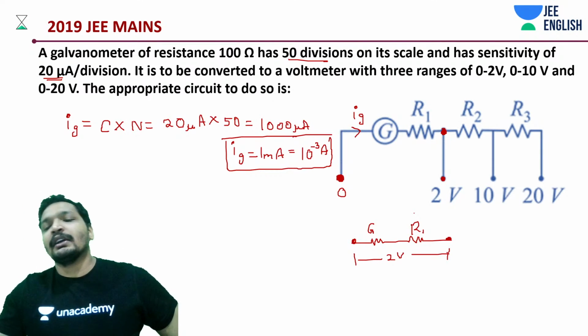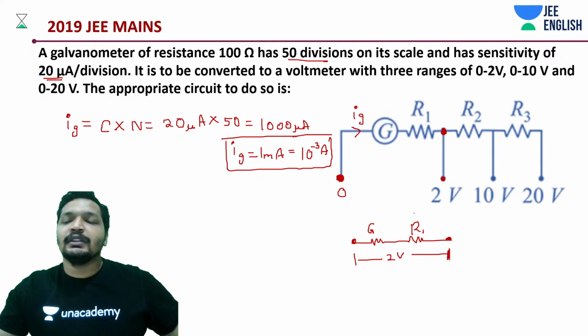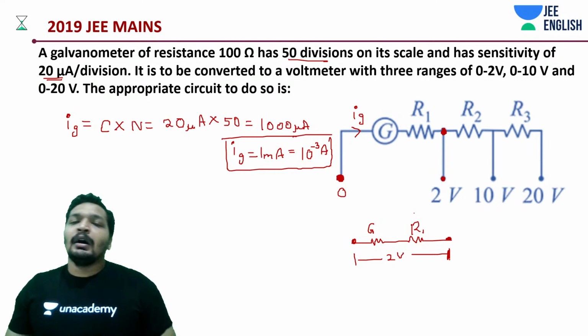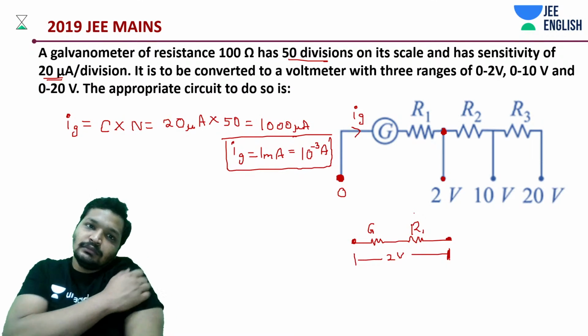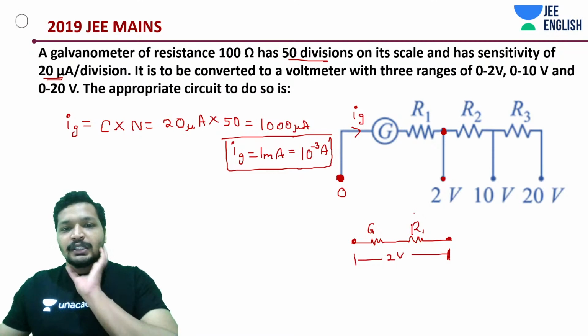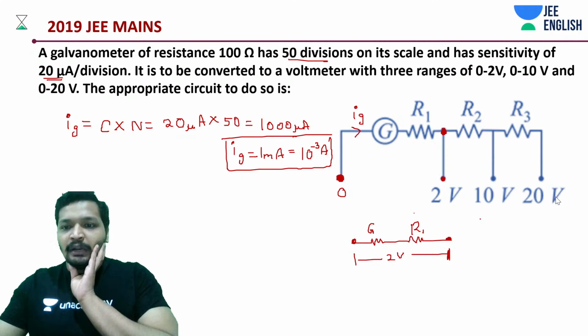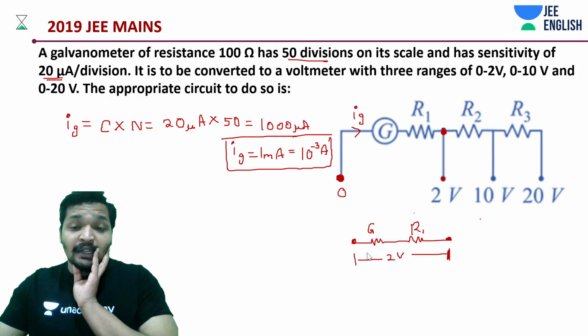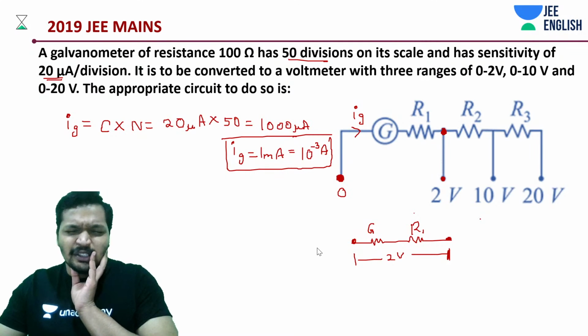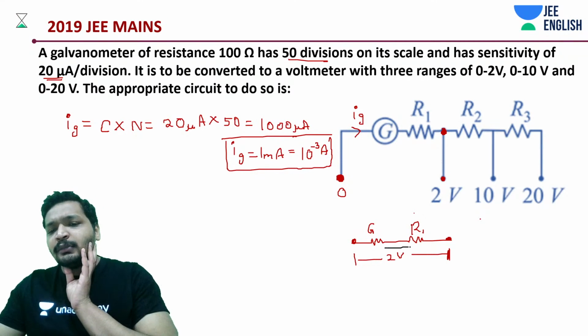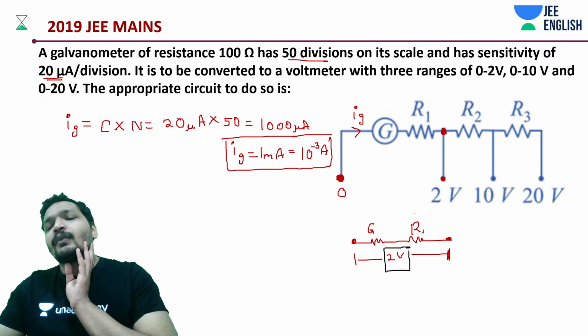This is clear. This is like a regular galvanometer question that we deal with. Galvanometer converted to voltmeter. Voltmeter, I'm really sorry, it's a voltmeter question, not potentiometer. Okay, some 2 volts that you are going to measure.